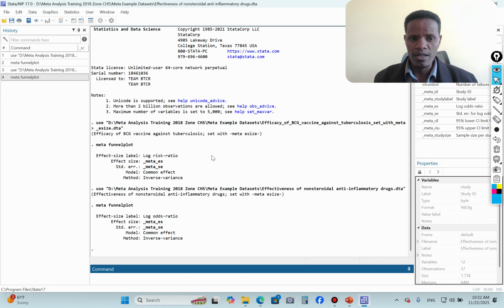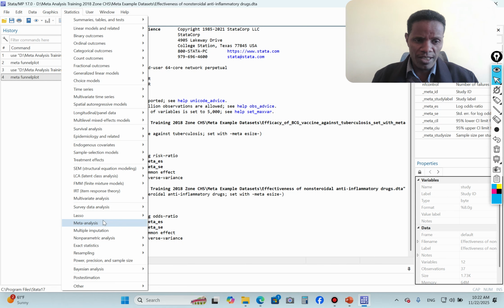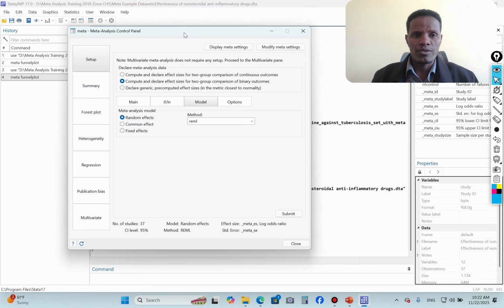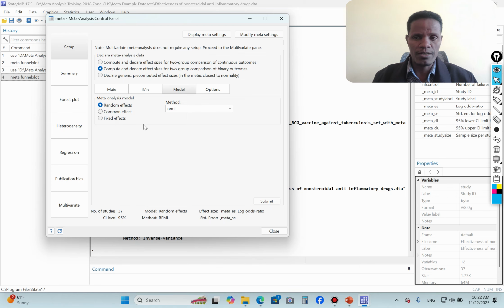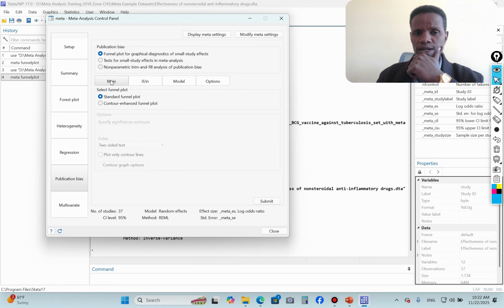In the Stata software, I have a similar dataset that has already been used for the standard funnel plot analysis. So click on Statistics and then go to Meta-analysis again. This is the window for meta-analysis. Since the data has already been declared as meta data, I just need to click on the Publication bias window over here. Now, the publication bias funnel plot is similar, but what I need to choose is, on the main window, instead of the standard funnel plot, the contour-enhanced funnel plot.